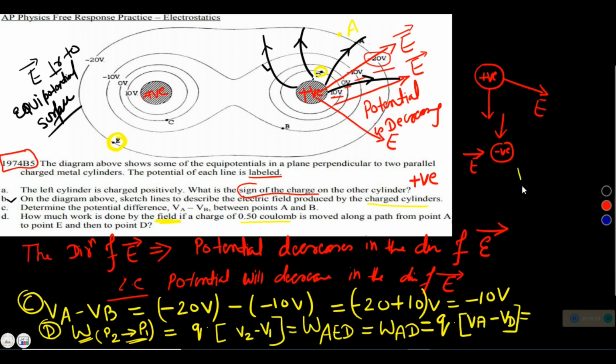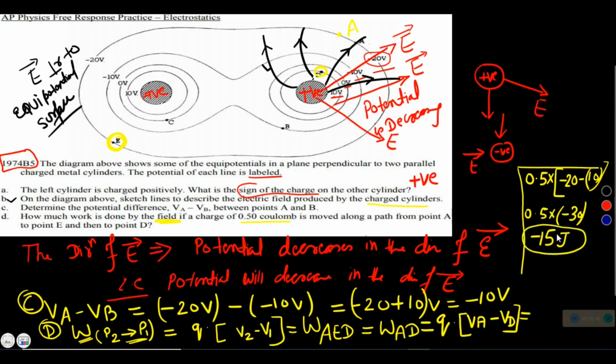So this will be Q, which is 0.5, into VA, which is minus 20 volt, minus VD. VD is 10 volt. Let me check. Yes, VD is 10 volt. So this will be 0.5 into minus 30, and you will get minus 15 joule. This is the answer of part D. So the work done is minus 15 joule, and this is the work done by the field force.